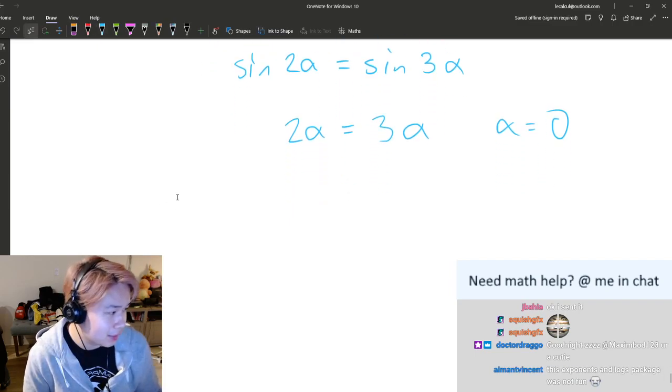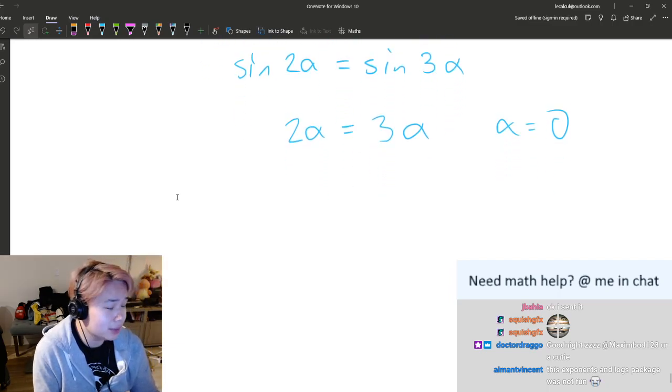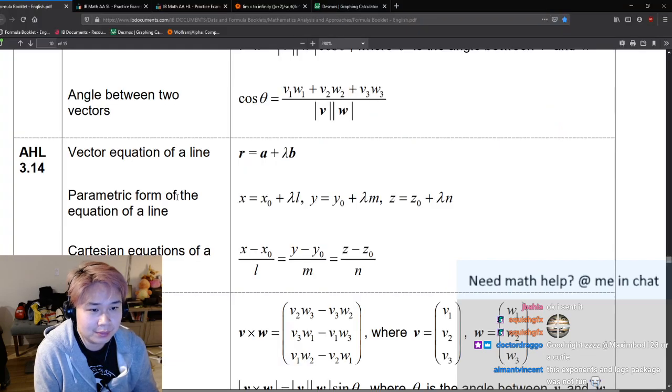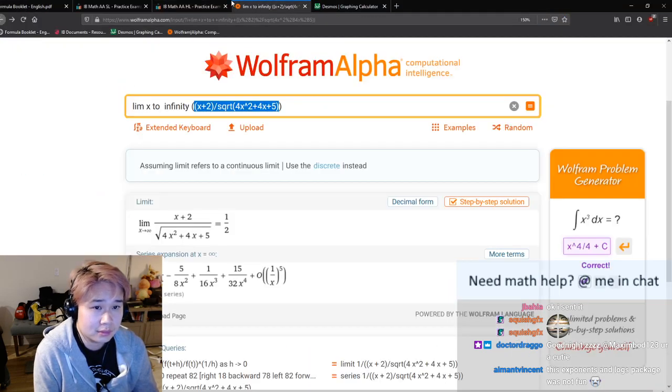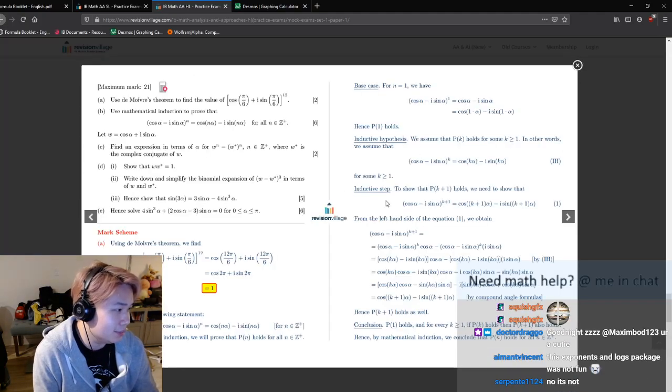This exponents and logs package was not fun? Well, maybe you should ask questions about it. You know it's not fun? Me going through this.